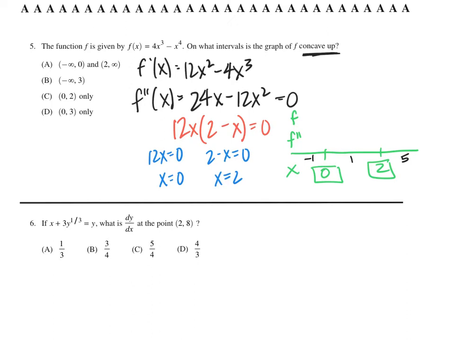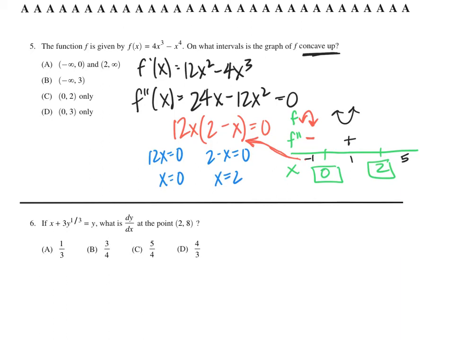When I plug in a -1 to my second derivative already factored, we got to think about, is that quantity going to be positive or negative? Well, a -1 times 12 would get me a negative here. 2 minus -1 would get me a positive. So I've got a negative second derivative. And if my second derivative is negative, my function is concave down. When I go to plug in a 1 to my second derivative, 12 times 1 is 12. 2 minus 1 is 1. And I would be left with a positive value. If my second derivative is positive, my function is concave up.